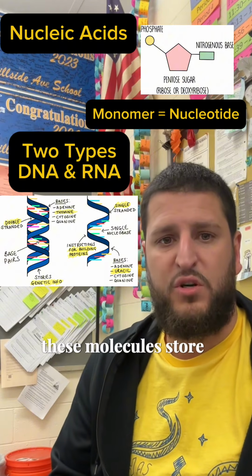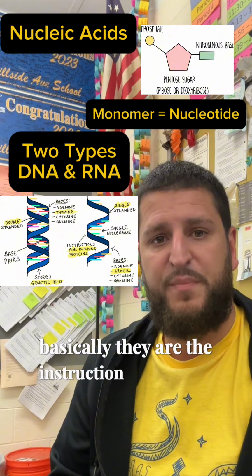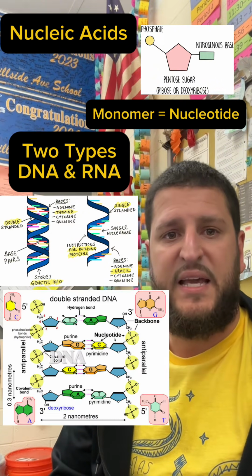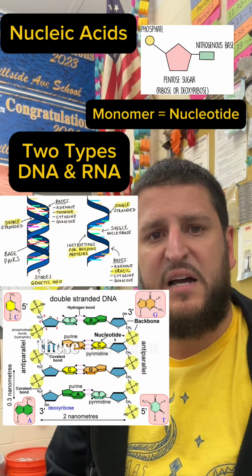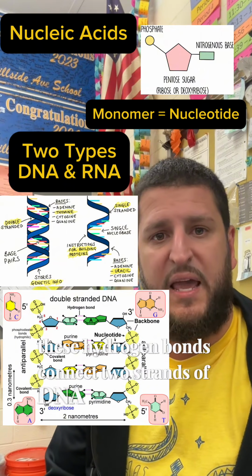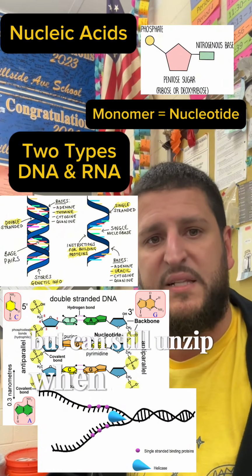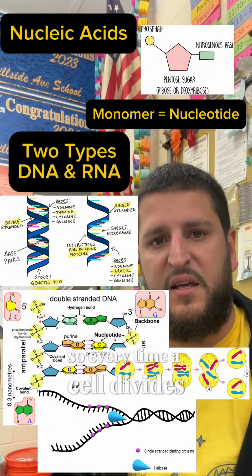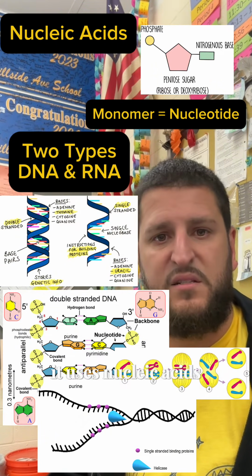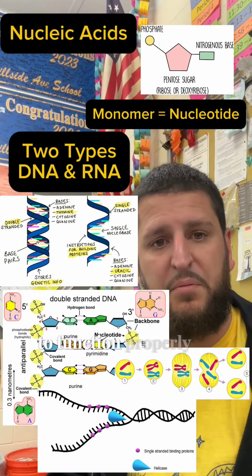These molecules store and transmit your genetic information. Basically, they are the instruction manual for building your body. DNA uses hydrogen bonds. Remember those weak bonds we talked about earlier? These hydrogen bonds connect two strands of DNA and make sure that the molecule stays stable, but can still unzip when it's time to copy the instructions. So every time a cell divides, it uses nucleic acids to make sure the new cell has all the instructions it needs to function properly.